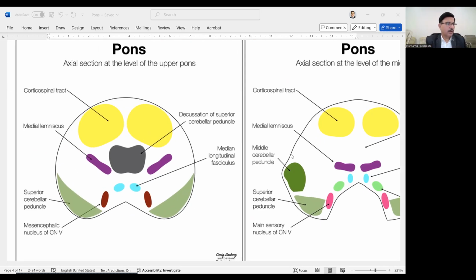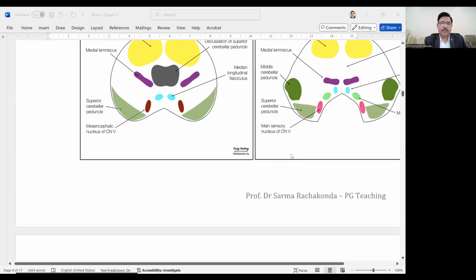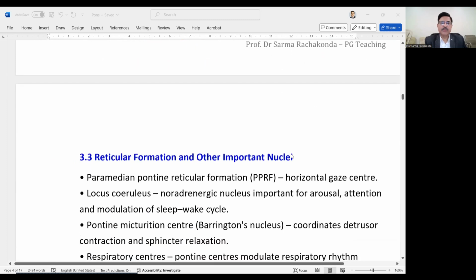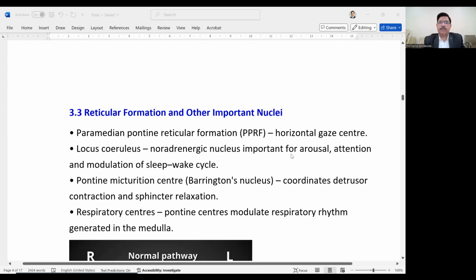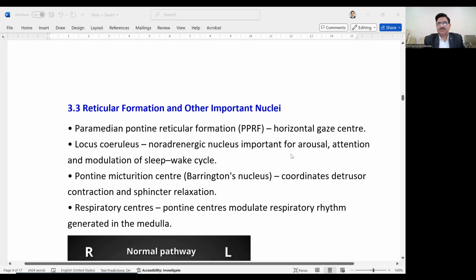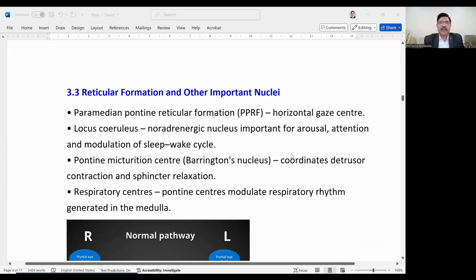Now go to the more important part of the pons, the reticular formation of the pons. There is what is called the PPRF, the paramedian pontine reticular formation. What is the role of this reticular formation? Horizontal gaze center. Supposing whenever I am reading a book, what will happen? My eyes horizontally scan the book, from this side to that side. Or you are watching a car race going on. You are going horizontally.